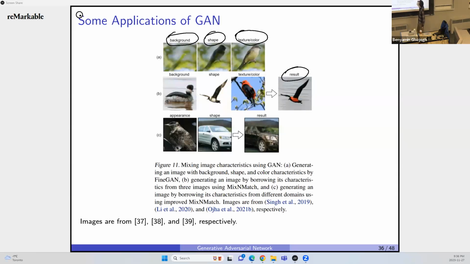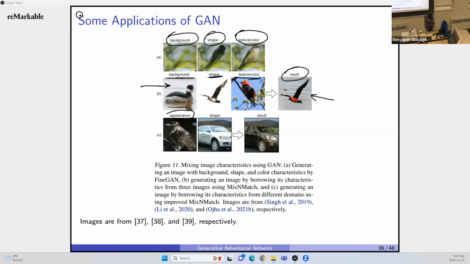So for example, this is an example. For background, get this; the background is water. For shape, get this shape, so that's why this shape is like this. For texture, get the color of this, which is black and red. It becomes this. Its background is water, its shape is like this, and the color is like this. Interesting, right?